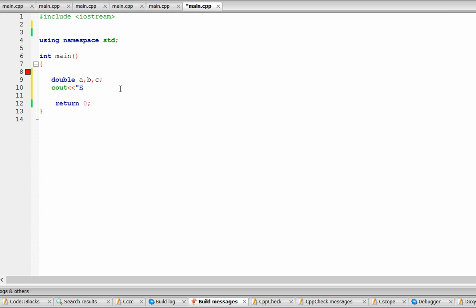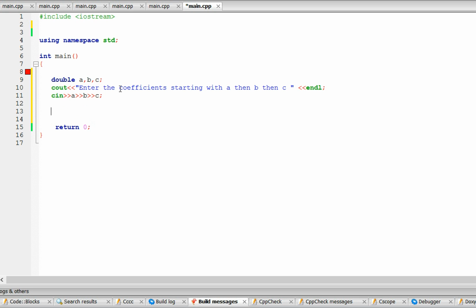Okay, so now we're going to tell the user to enter the coefficients starting with A, then B, then C. We're going to read in A, then B, and then C.